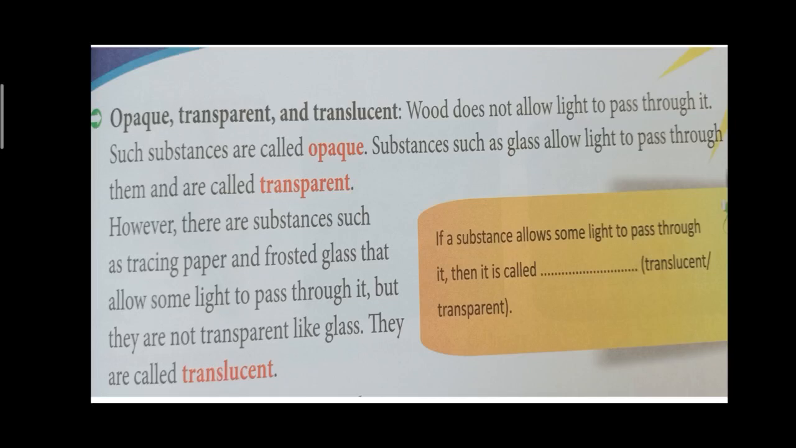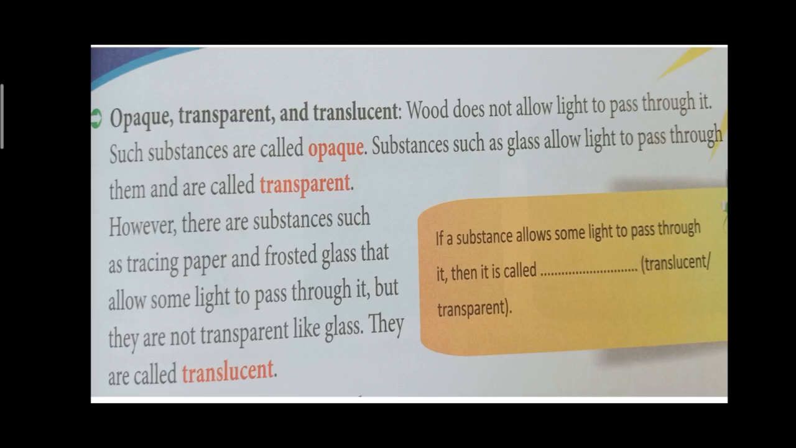Substances such as glass allow light to pass through them and are called transparent. However, there are substances such as tracing paper and frosted glass that allow some light to pass through them, but they are not transparent like glass. They are called translucent.